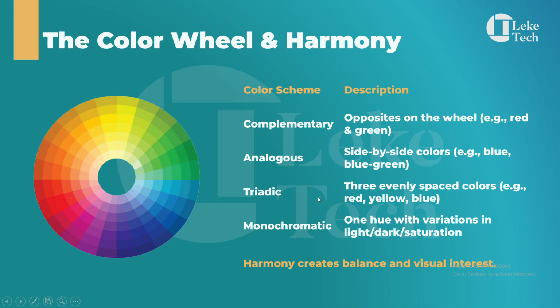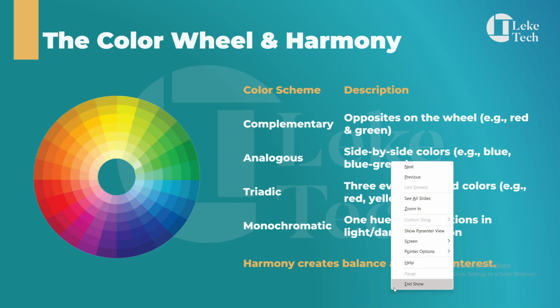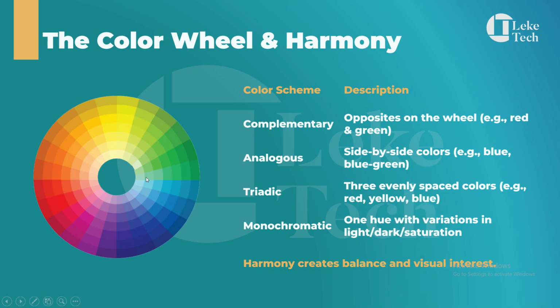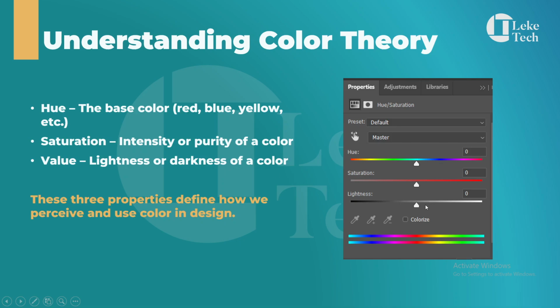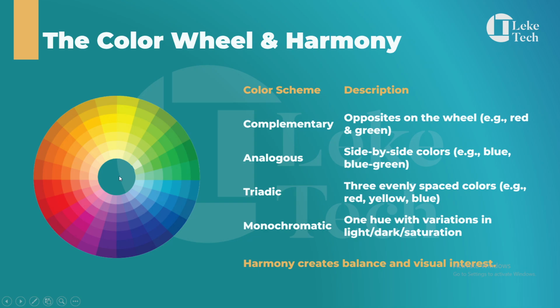So you also have the triadic, right? Three evenly spaced colors. Black and white are not in the color wheel. White is simply any color, right? Remember, we talked about lightness. White comes about when you increase the lightness to the maximum. That's when we have white. So white is here and dark is at the extreme here. So white is not a naturally existing color.